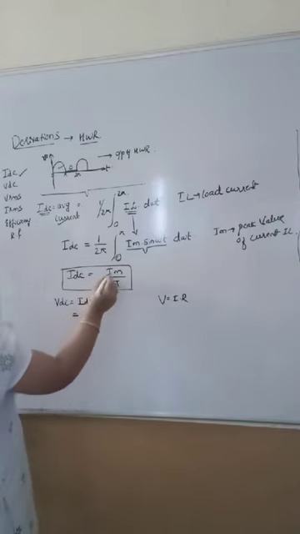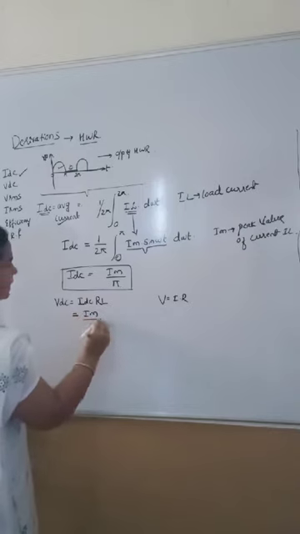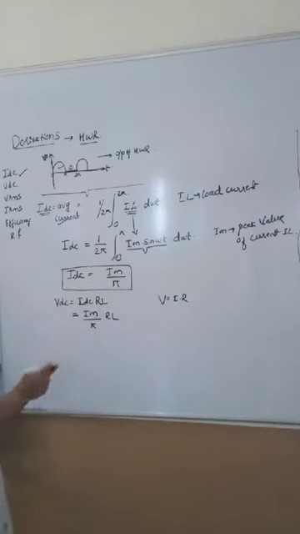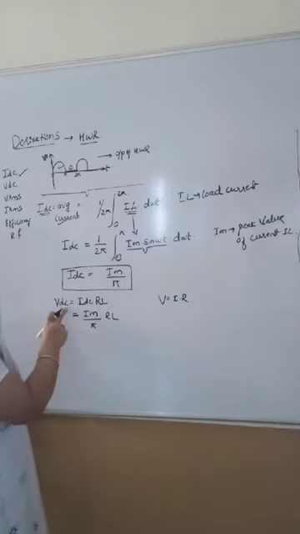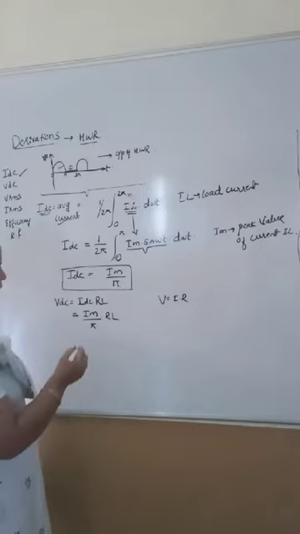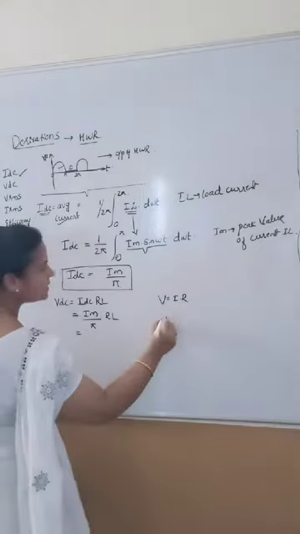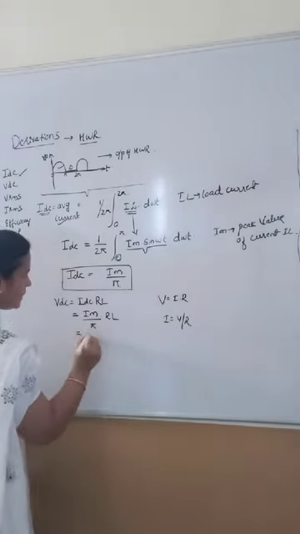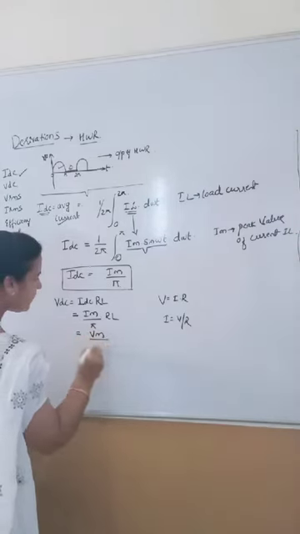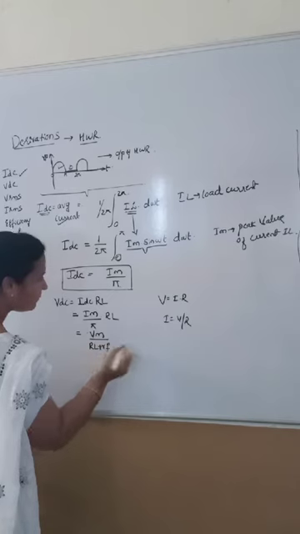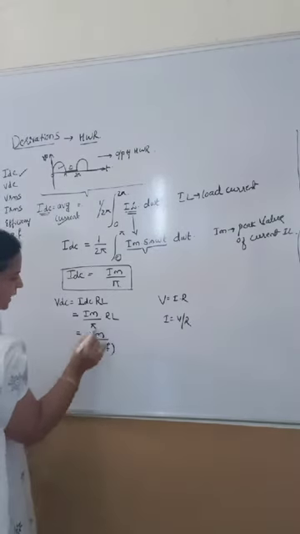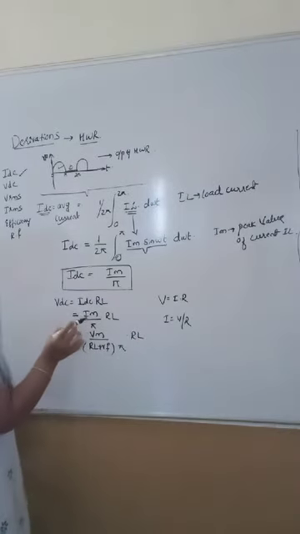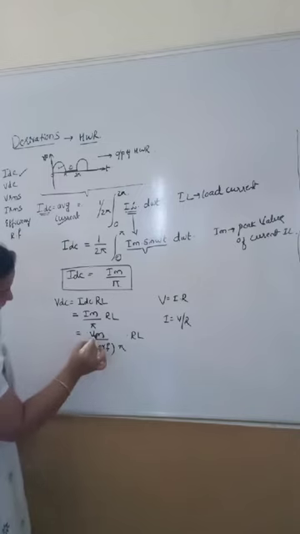IDC I have already got the value as Im by pi into RL. This is IDC, I have substituted the value as Im by pi. Now this VDC I want in terms of voltage. So what will I write? Im can be written again using I is equal to V by R. So Im can be written as V by R, so V is Vm divided by RL plus RF, pi as it is, into RL. Hope you have understood. Only for Im I have substituted this value, V by R.